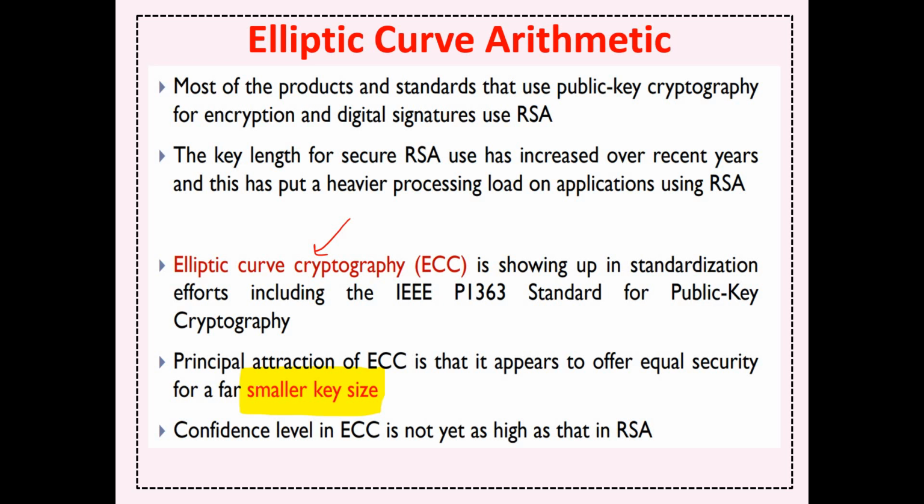Most of the products and standards that use public key cryptography for encryption and digital signature use RSA. Okay, RSA, as I said, is an asymmetric algorithm also. The key length for securing RSA has increased over recent years, and this has put a heavier processing load on applications using RSA. So by this process of elliptic curve arithmetic, we will try to make sure the key length is shortened to a certain extent, so that it improves the processing speed and reduces the processing load. That's the basic idea why we are doing it.